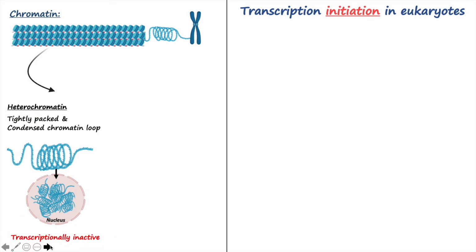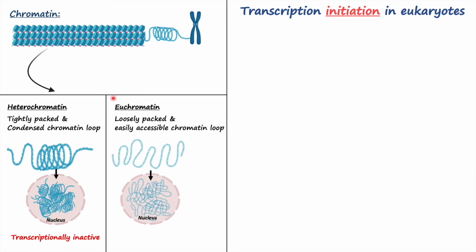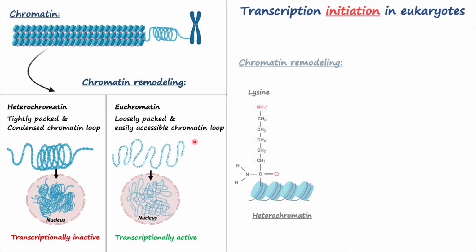On the other hand, when chromatin is present in the euchromatin form, the chromatin fibers are loosely packed, and they are considered to be an easily accessible chromatin loop, and it is also considered to be transcriptionally active. The interconversion between heterochromatin and euchromatin, and euchromatin and heterochromatin, is called chromatin remodeling. In order for the transcription process to occur, it is very important that the heterochromatin is converted into euchromatin. So let's see the mechanism of chromatin remodeling.